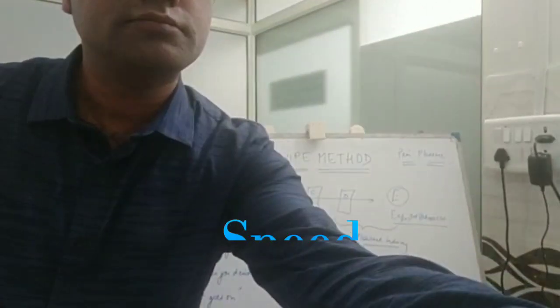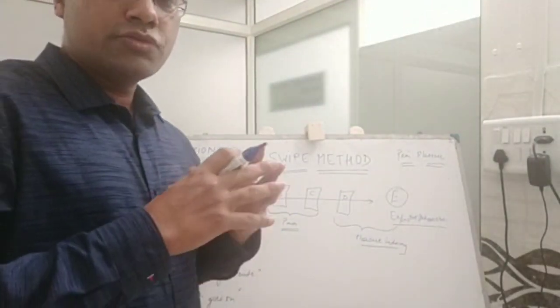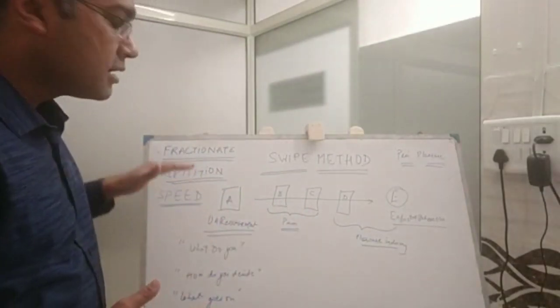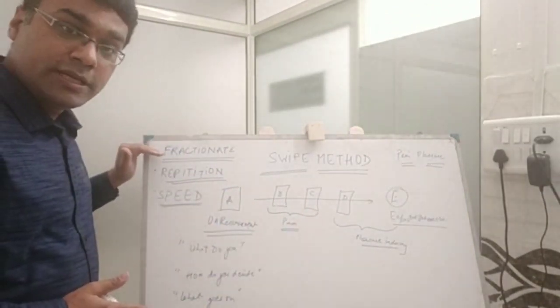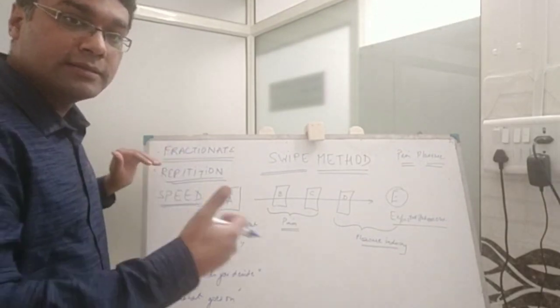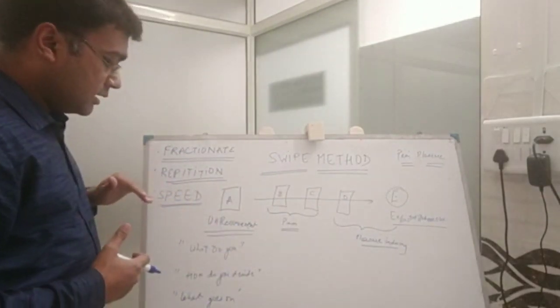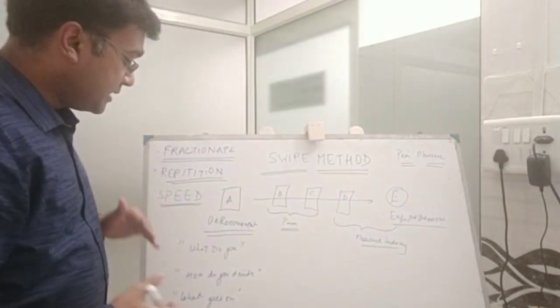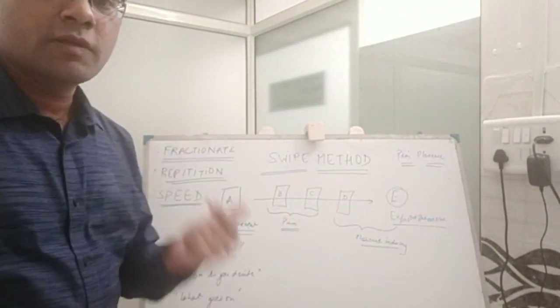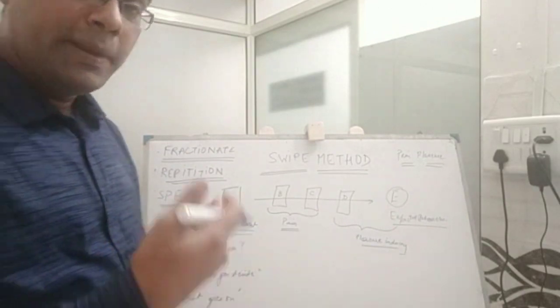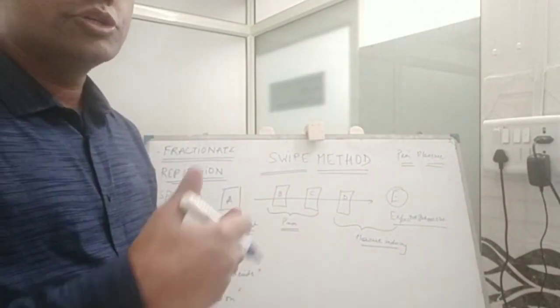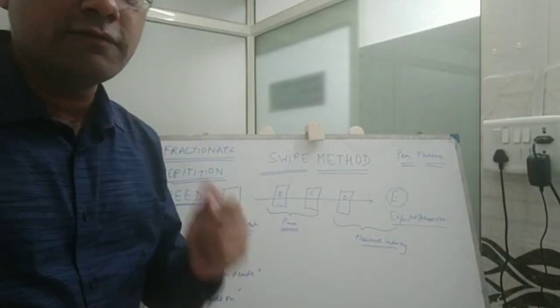Okay, so the three very, very important elements are that you need to fractionate, you need to repeat the therapy a few number of times for it to become permanent, and you need to do it fast. When you are repeating it, every time the speed should increase. It should be done very, very fast.